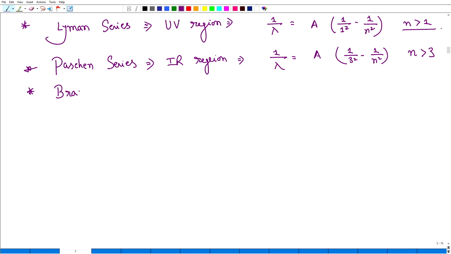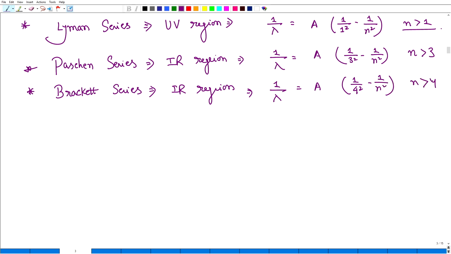After that is the Brackett series. The Brackett series also lies in the IR region, and the equation is the same, but it's 1 by 4 square, with n as 5, 6. We generally don't take values of n greater than 7, because the wavelength is much higher.